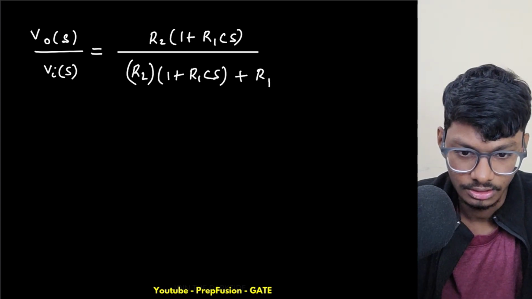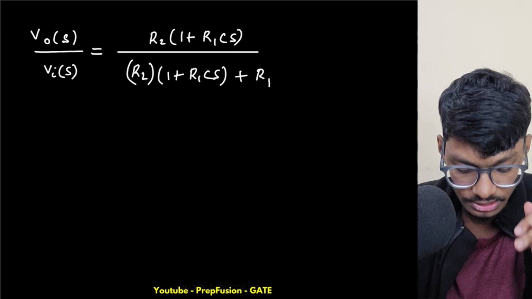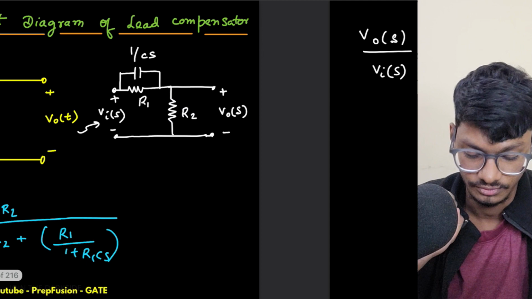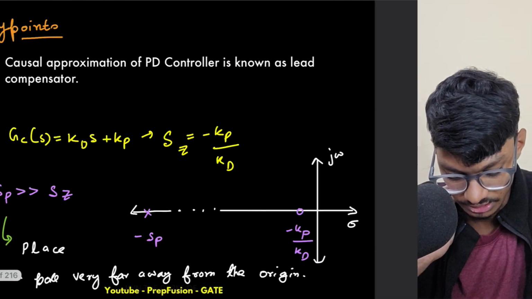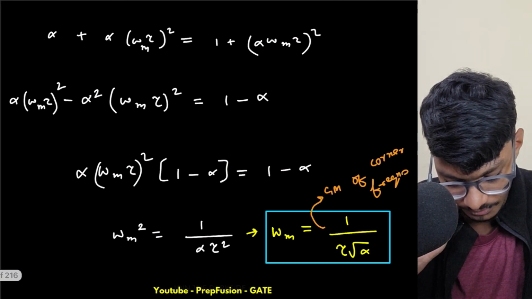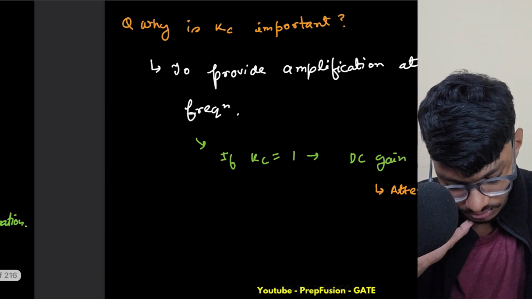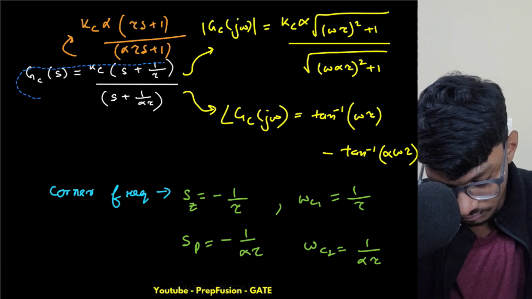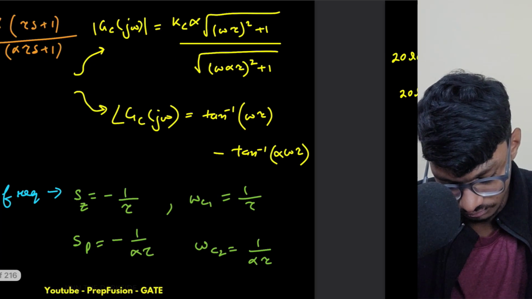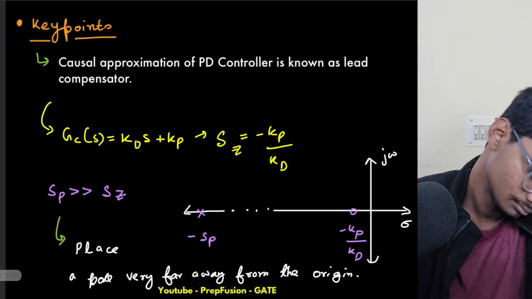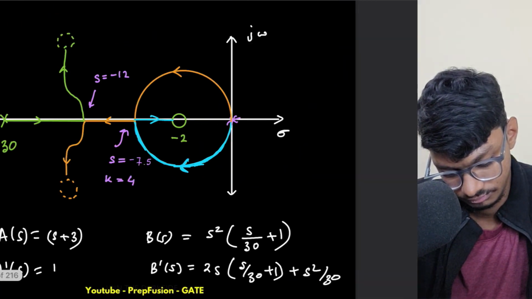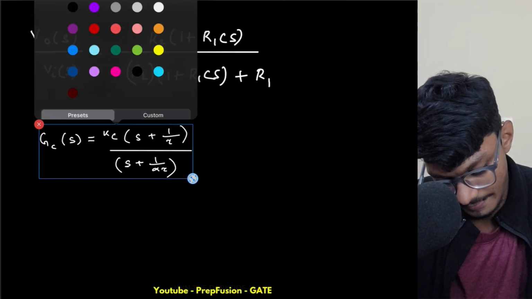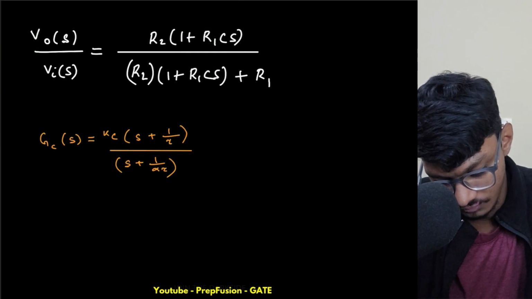Now what you can do is convert this into the standard format. How to convert this into standard format? What was our standard transfer function? If you recall correctly, the standard lead compensator transfer function, if I just copy this one up, where did it go? Yeah, it was here, right? So these are the standard transfer functions.